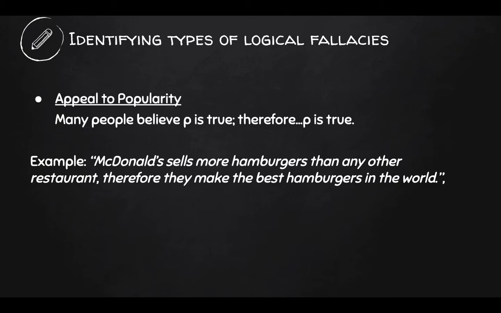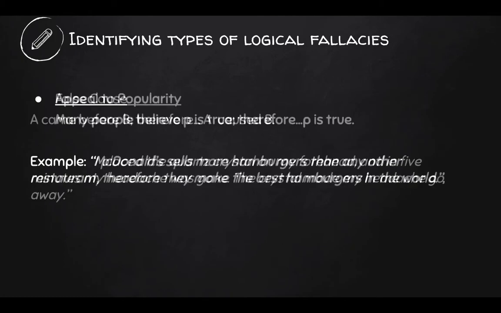And so an example down here that I mentioned was McDonald's sells more hamburgers than any other restaurant, therefore they must make the best hamburgers in the world. Well, I assure you that many of you can tell me other burger places that are tastier than McDonald's hamburgers, even though McDonald's sells more hamburgers than any other restaurant in the world. And so, appeal to popularity, again, is a fallacy. Just because it's the most popular, it doesn't necessarily mean it's the best.